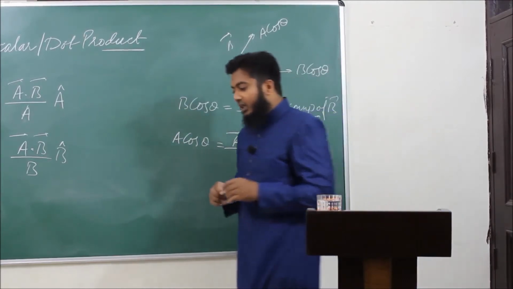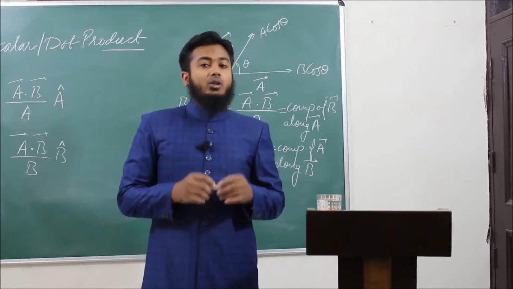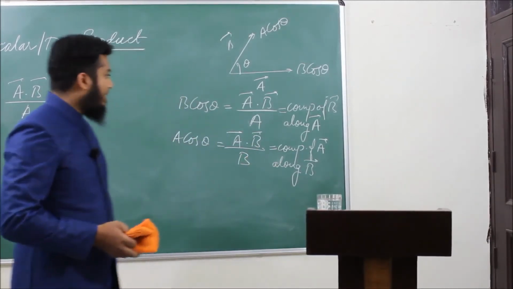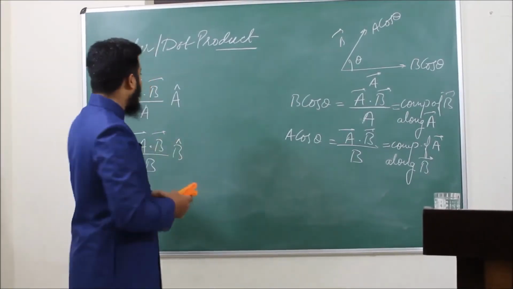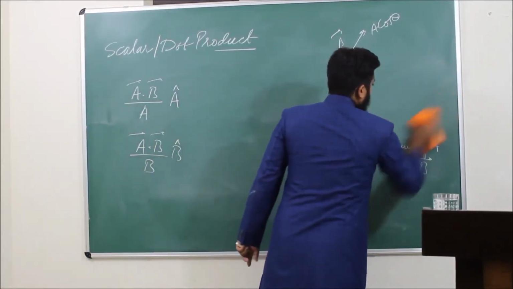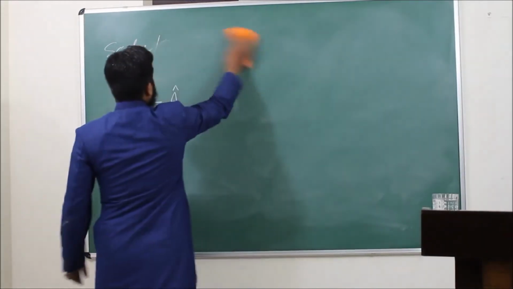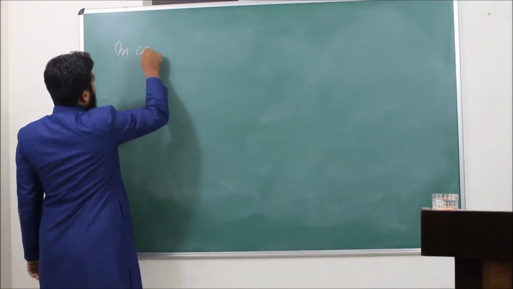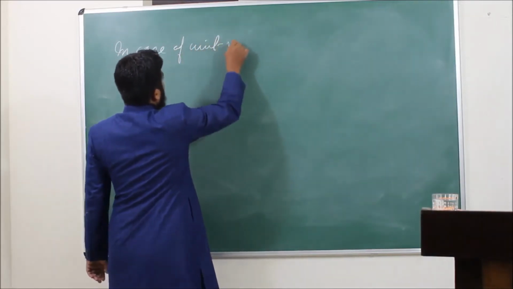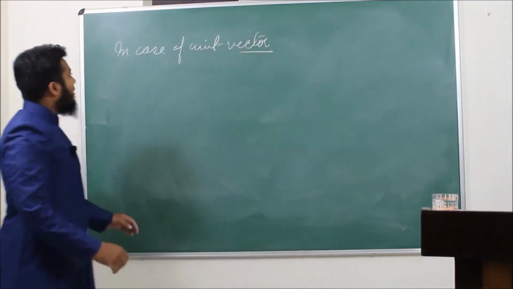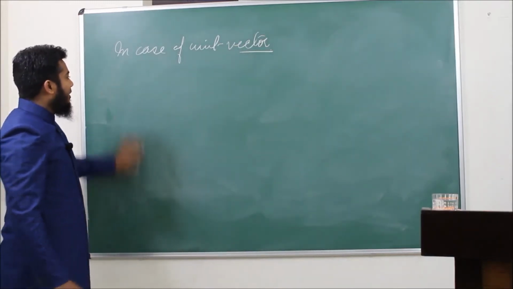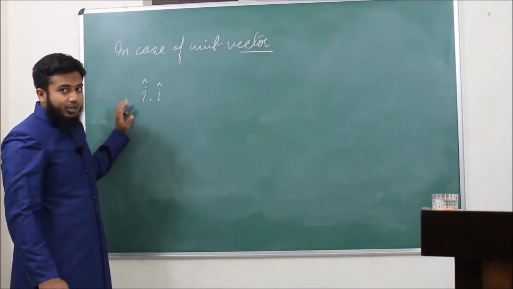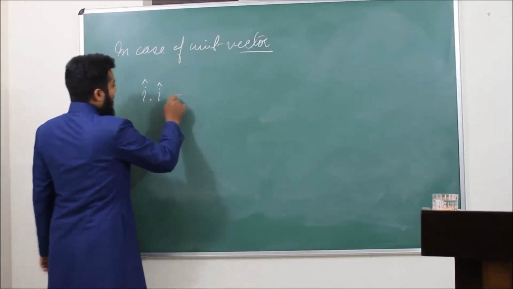Next, we have studied about unit vectors along the coordinate axes, x-axis, y-axis, and z-axis, and those were I cap, j cap, and k cap. So let's see how the dot product is carried in case of unit vectors, in 3 dimensions along the 3 coordinate axes. So what will be I dot I? I cap is a unit vector along x-axis. Now what will be I dot I here?